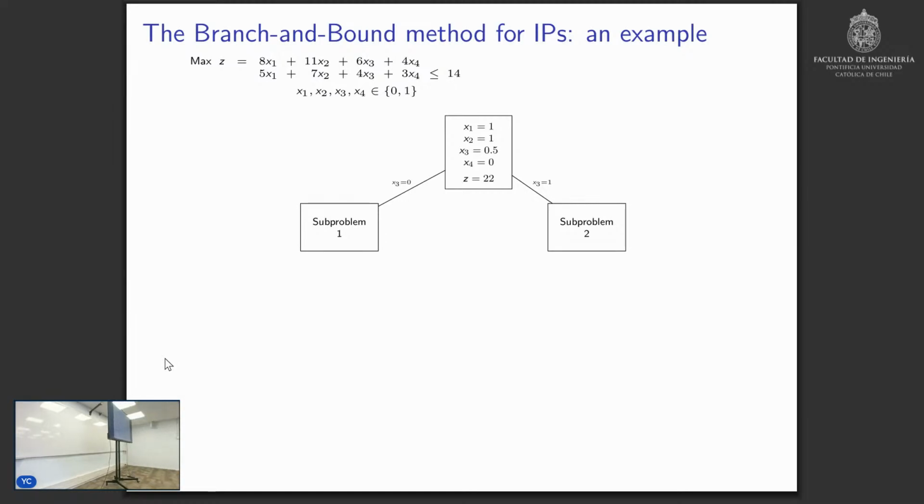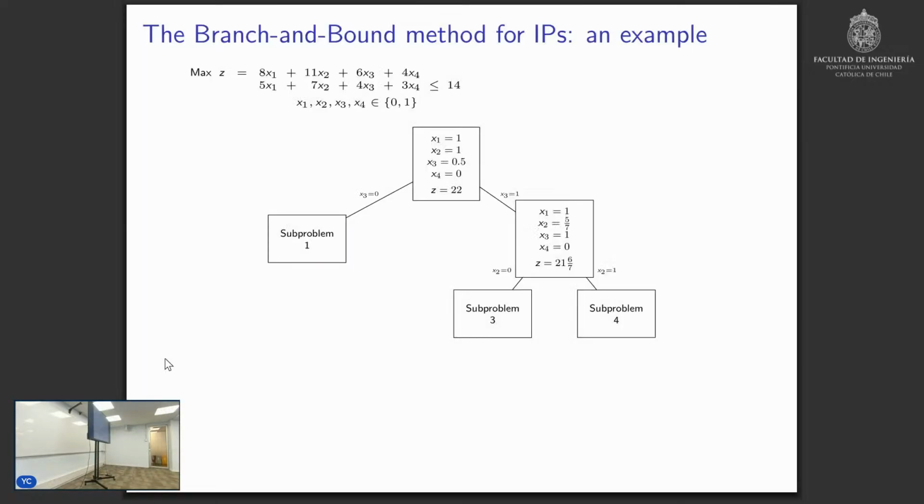Now, what you do is solve these subproblems that are restricted, right? They are restrictions of the original problem, because now you're going to solve them adding this constraint. So in this subproblem, you have that constraint that x3 is equal to 0, and then in the other one, x3 is equal to 1. So let's look at the right branch.